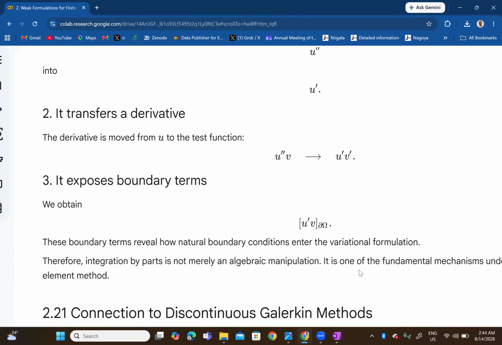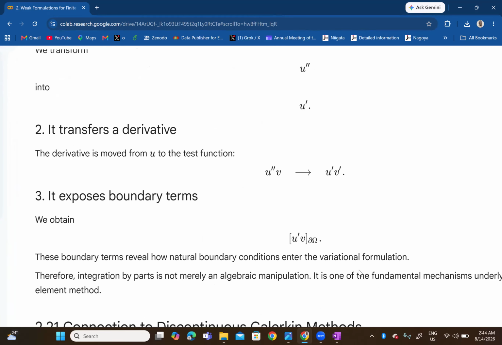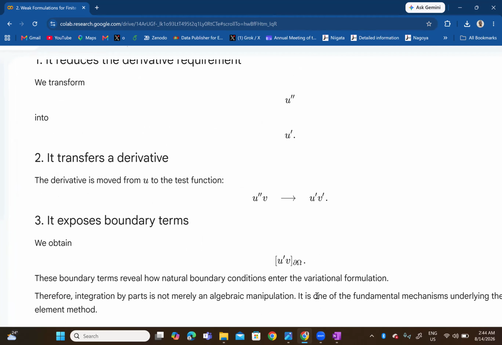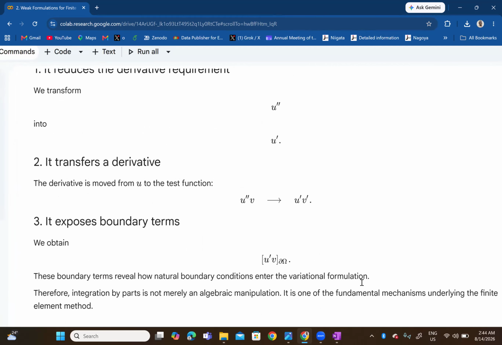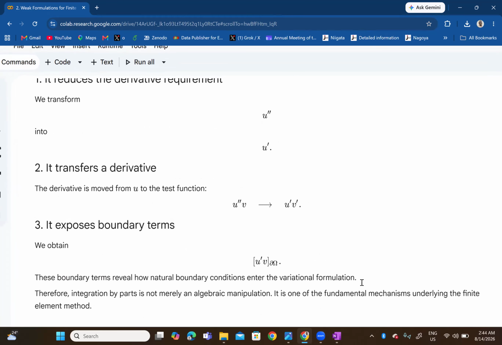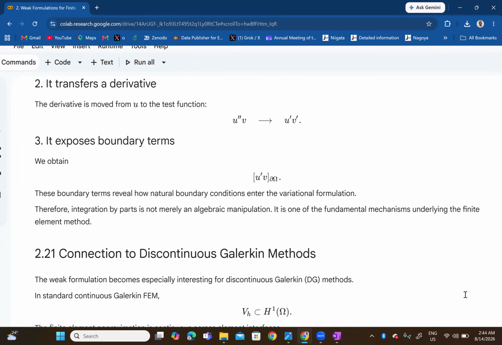Then it exposes boundary terms. These boundary terms reveal how natural boundary conditions enter the variational formulation. Therefore, integration by parts is not merely an algebraic manipulation. It is one of the fundamental mechanisms underlying the finite element method. So integration by parts is always useful.